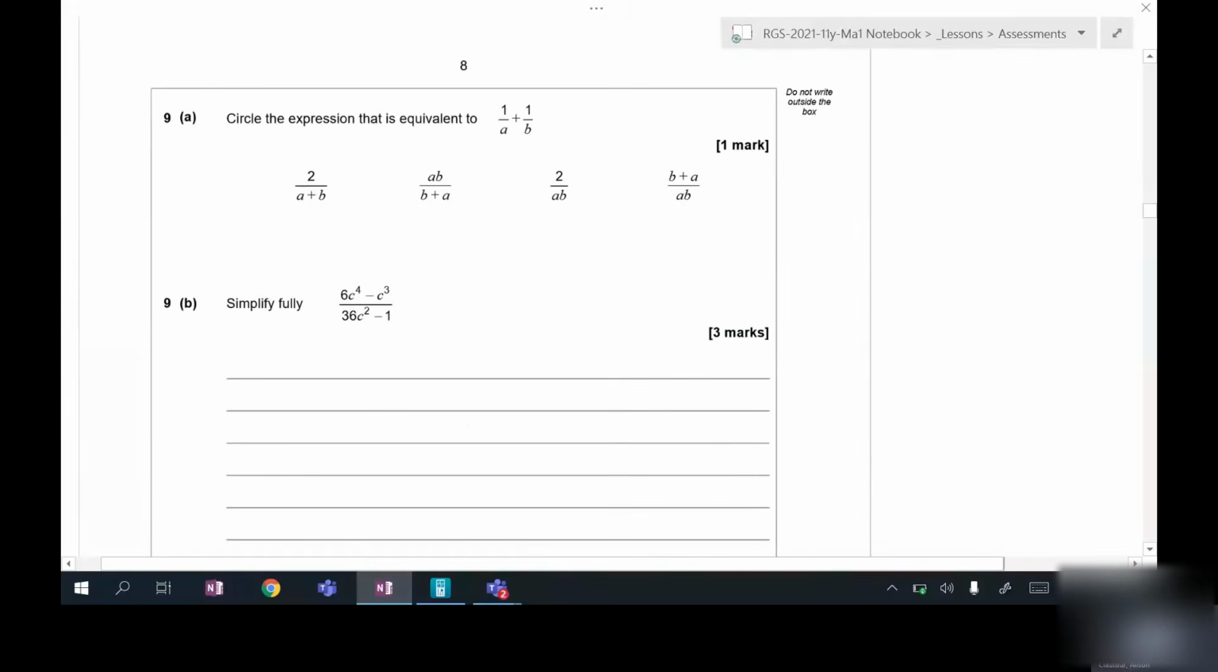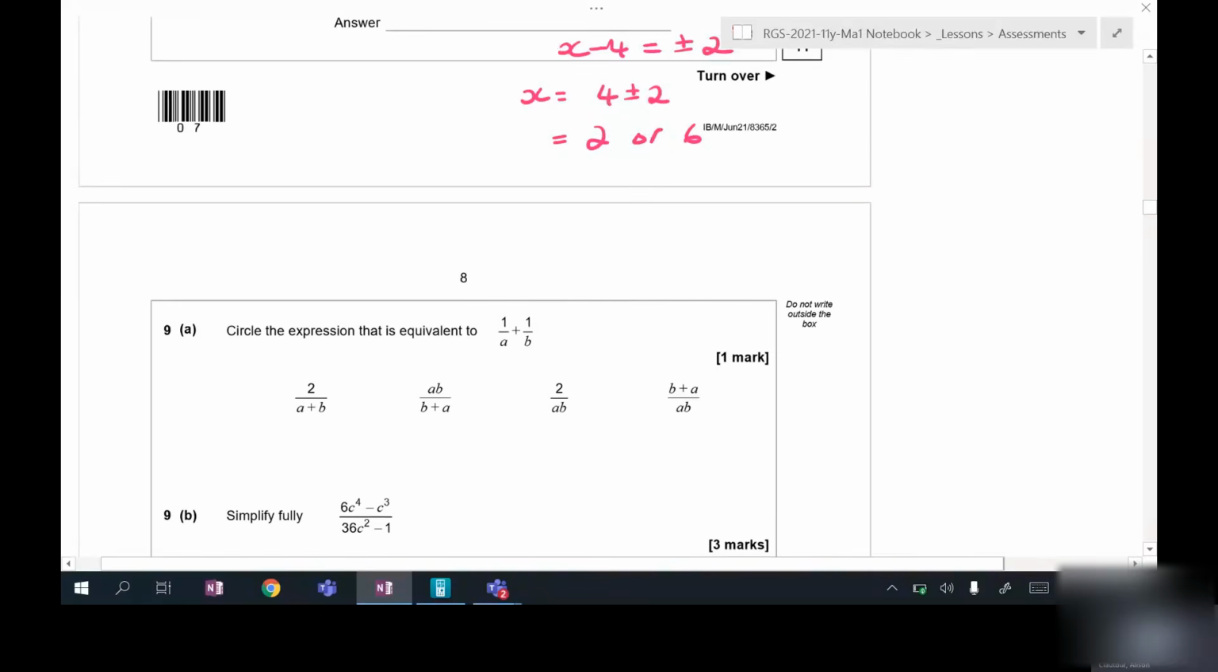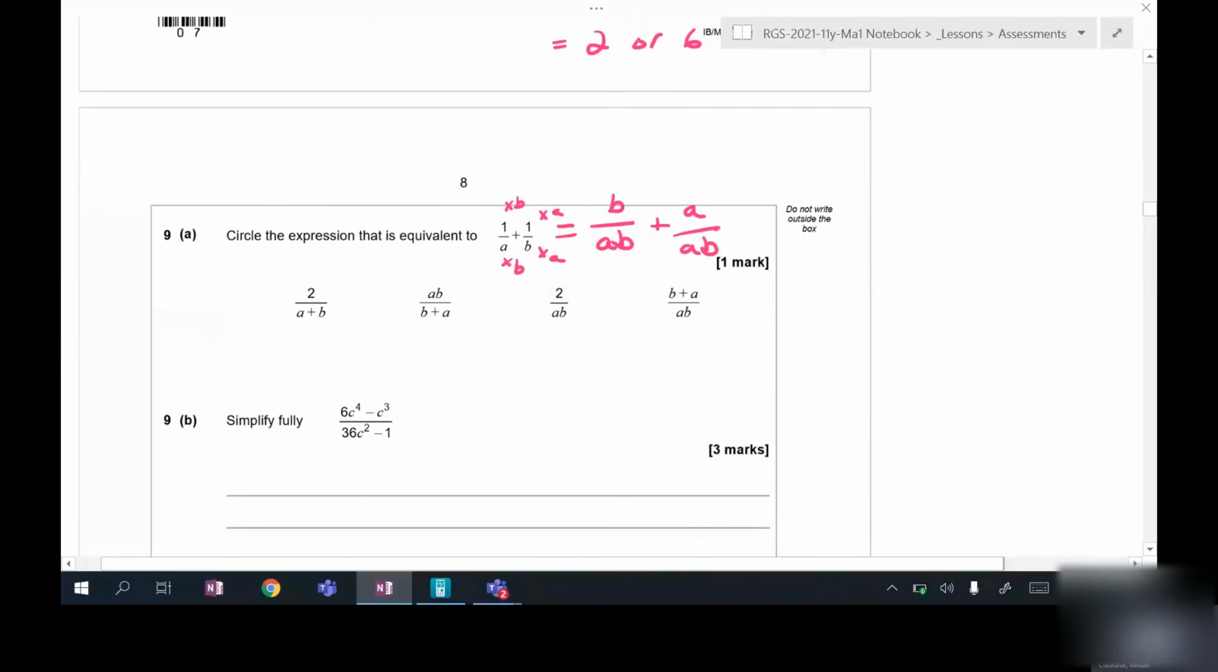Question 9. Circle the expression which is equivalent to 1 over a plus 1 over b. If you think about how we add fractions together, we would get a common denominator by multiplying them together. For the first fraction, I'd have to multiply by b, and for the second fraction, I'd have to multiply by a. Then if you combine them together, your numerator would be a plus b. So it's going to be that last one.